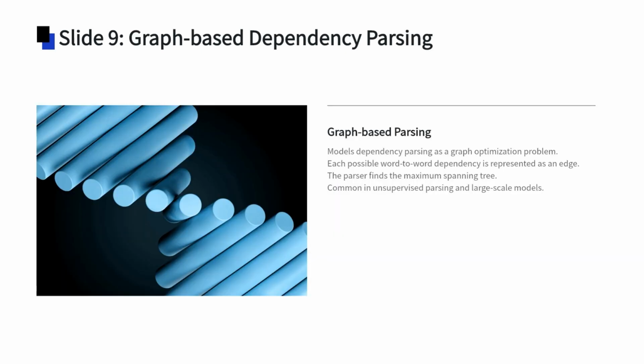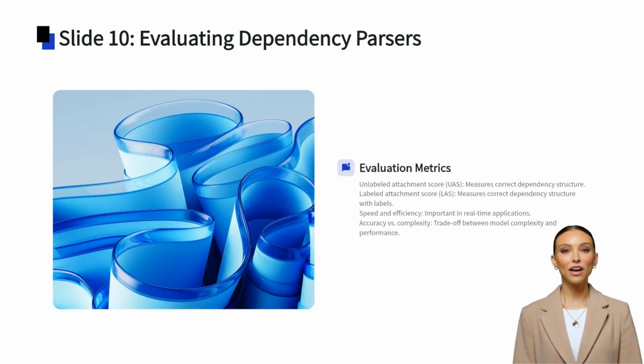Graph-based parsing represents the sentence as a graph where nodes are words and edges are potential dependencies. The task then becomes finding the maximum spanning tree of the graph, where the tree structure captures the best set of dependencies for the sentence. This approach is particularly useful for unsupervised parsing, where no labeled data is available. The optimization approach also makes it suitable for large-scale models, such as those used in web-scale applications like information retrieval and knowledge extraction. Evaluating dependency parsers involves several metrics.